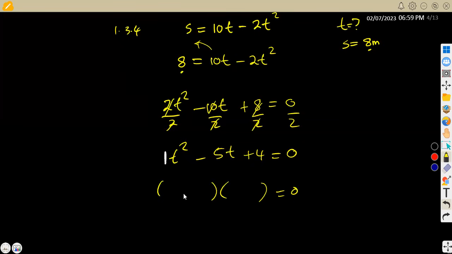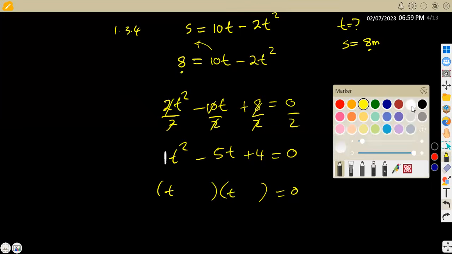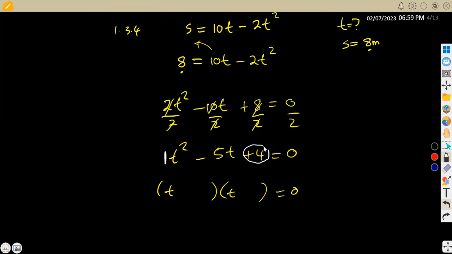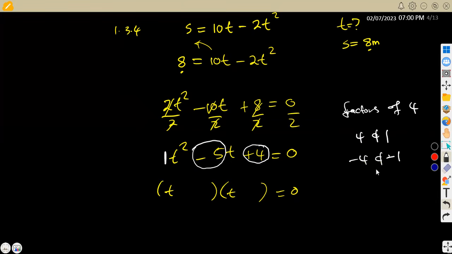Remember, we just need 2 brackets that we are going to equate to 0 with the t and t. So focusing on the constant term, which is 4, what are the factors of 4 that when you add, you obtain the middle number, which is 5? The factors of 4 are the numbers that when you multiply, you get 4, like 4 and 1, negative 4 and negative 1. So which of these when you add, you obtain negative 5? Definitely that's negative 4 plus negative 1. If we add these numbers, we obtain negative 5.